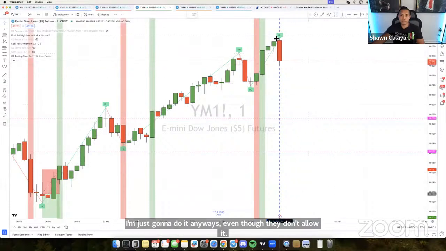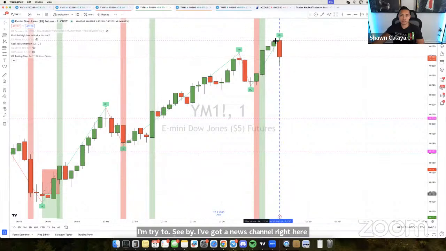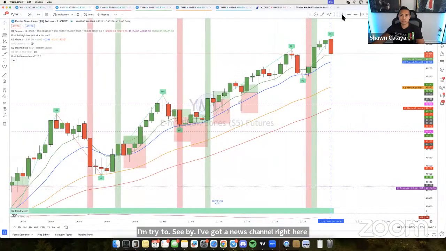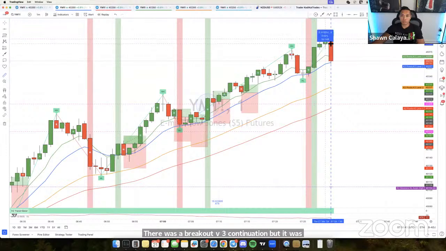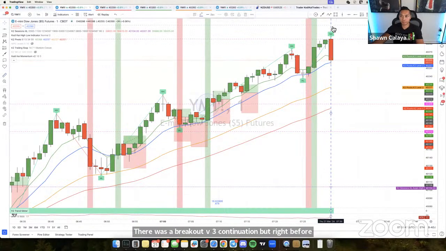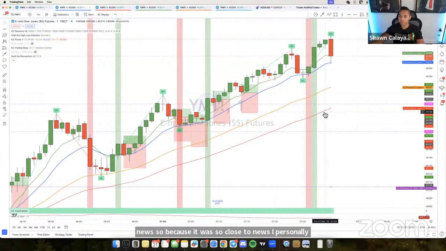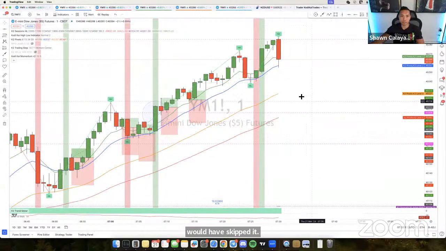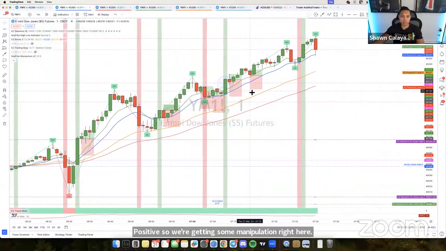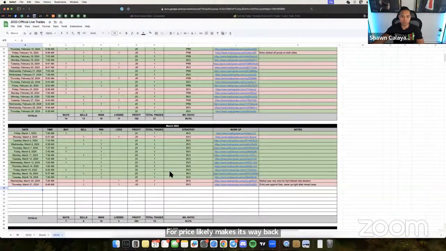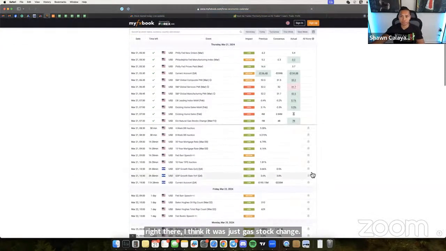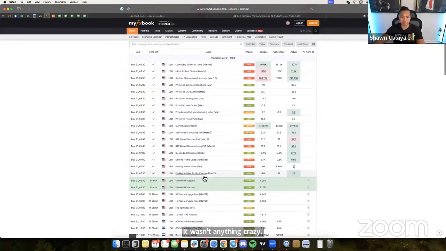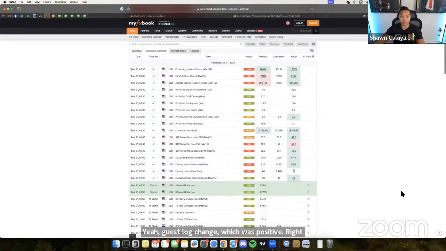All right, we have the news candle right here. There was a breakout V3 continuation, but it was right before news. Because it was so close to news, I personally would have skipped it. News is positive, so we're getting some manipulation right here before price likely makes its way back up. The news for right there, I think it was just gas stock change. It wasn't anything crazy. Yeah, gas stock change, which was positive right here at 7:30.